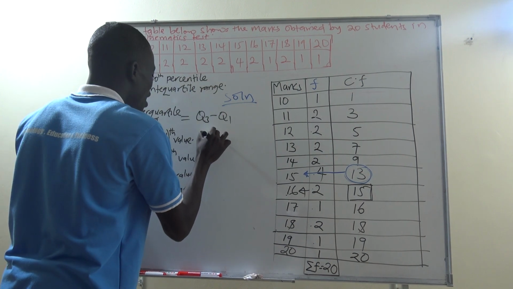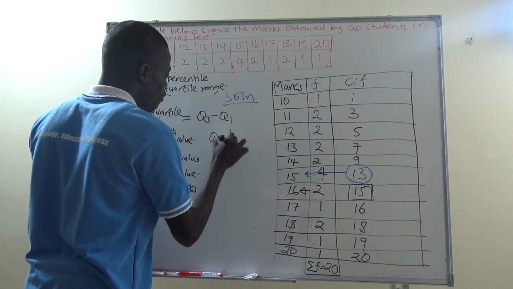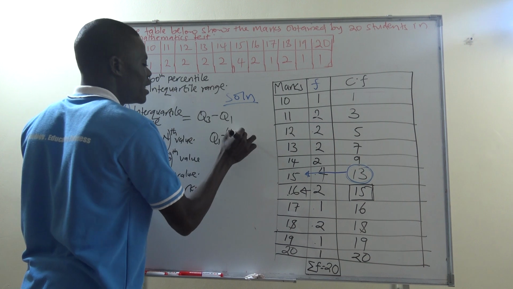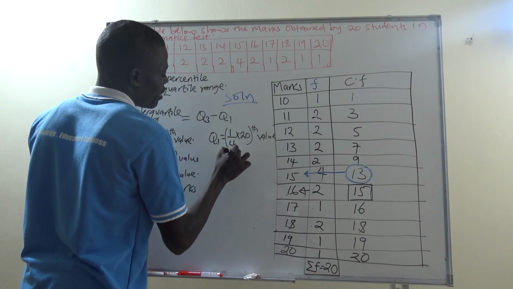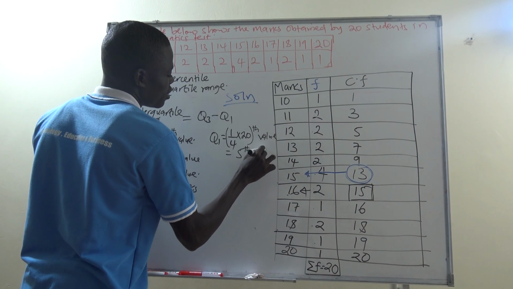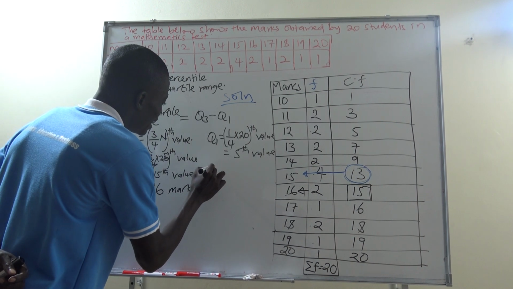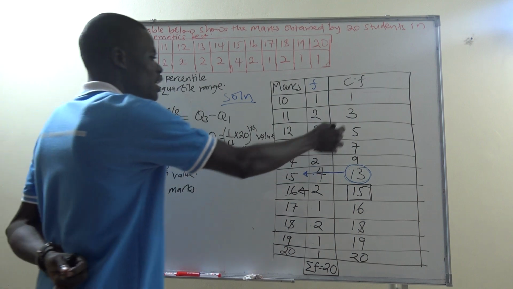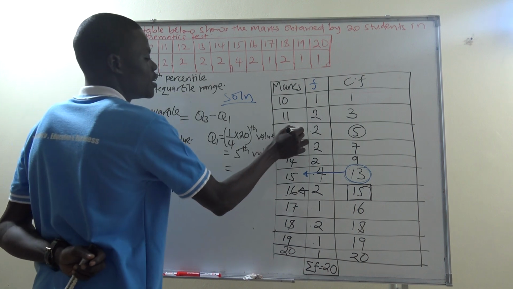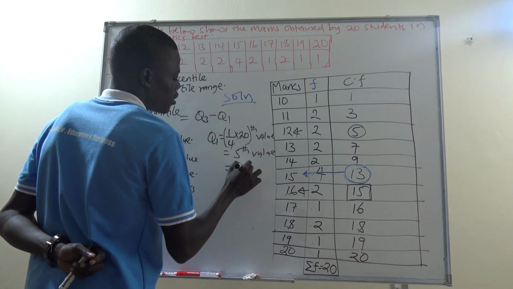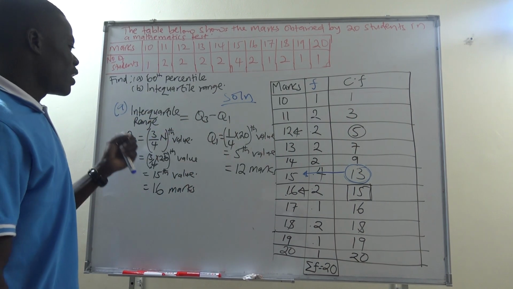Then when we check for Q1, we shall still follow the same procedure, which is 1 out of 4 times now the n is 20 value. Then this one becomes the 5th value. So after you come and read the cumulative frequency corresponding to the 5th value, it will just be that one, which is 12. So these are 12 marks corresponding to our lower quartile range.